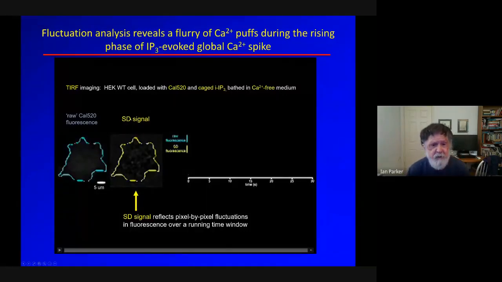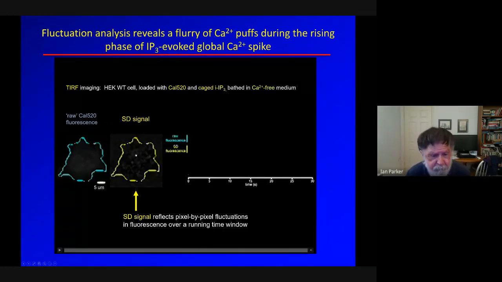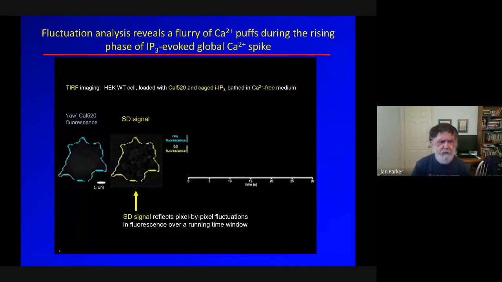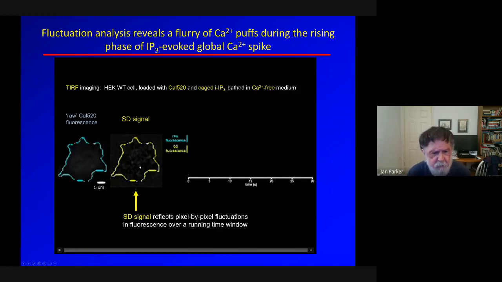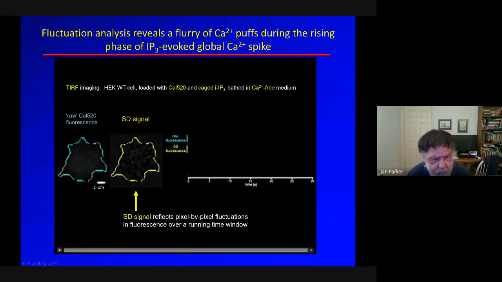And what we get, we call a standard deviation signal. It's a running measure of the standard deviation of the fluorescent signal's local calcium changes at each pixel in the cell. So let me play this video. There's quite a bit going on, so I'll play it a couple of times. To begin with, just look at the two panels on the left. We'll begin with baseline. Partway through the record, we photorelease IP3 to evoke a global response. Let me start that running.